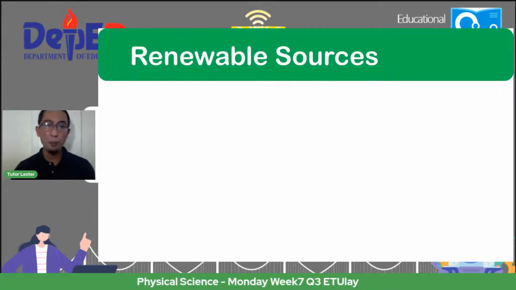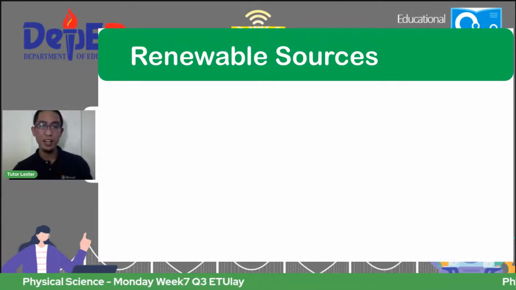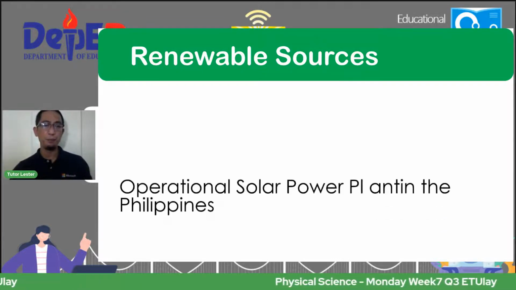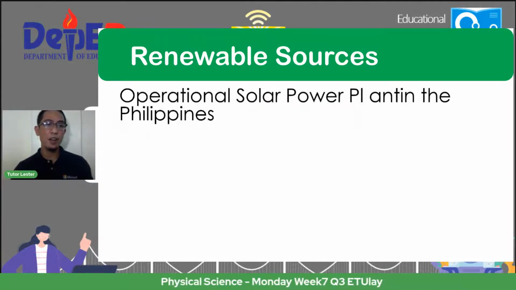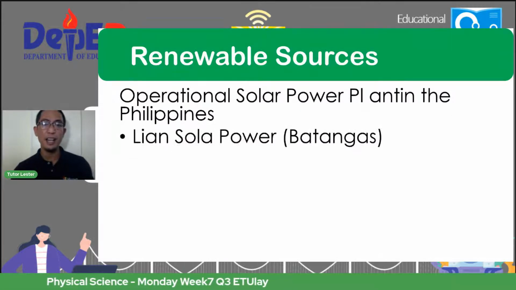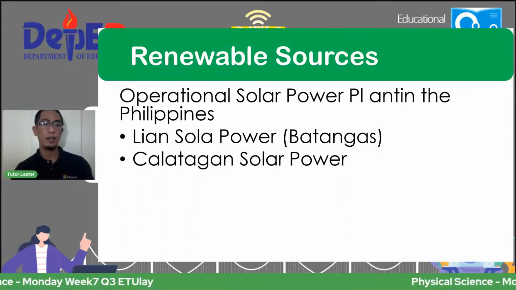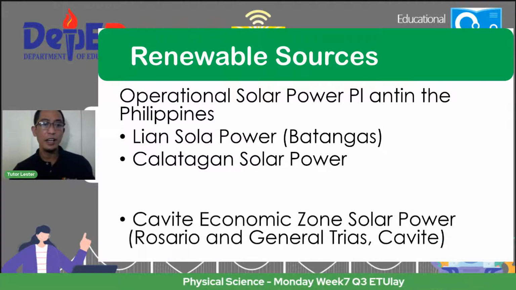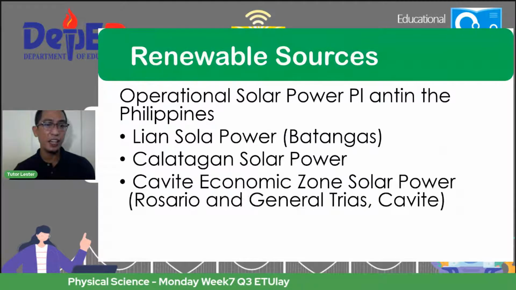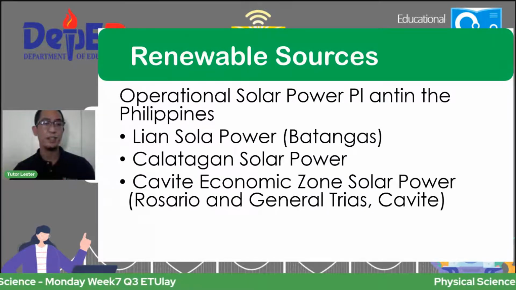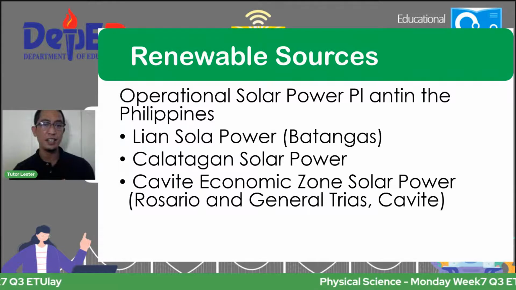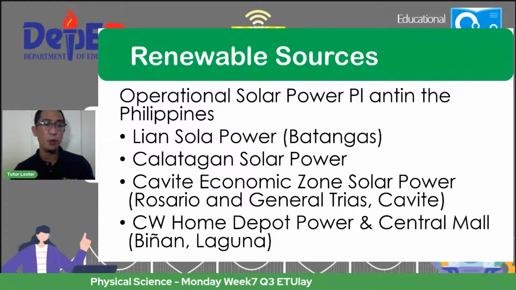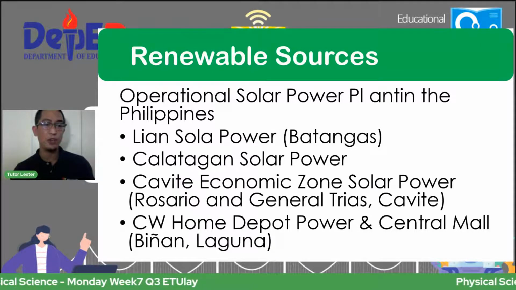Meron po ba tayong mga operational solar power dito sa Pilipinas? Alright, meron po. So this includes the following. Okay, we have Lian Solar Power in Batangas. And we have also in Calatagan. And in Cavite Economic Zone, solar power found in Rosario and General Trias, Cavite. And we have CW Home Depot, Power and Central Mall found in Biñan, Laguna.